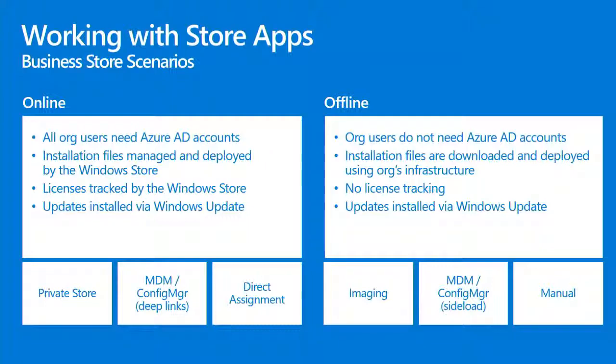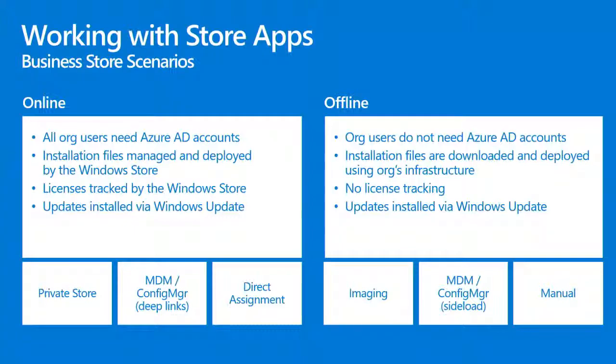Offline scenarios, we acquire the app, we download the files, we deploy them using whatever mechanism we want. For imaging, we can run DISM or PowerShell commands to put the apps into the image. MDT has been updated to support these imaging scenarios to automatically install the apps as well as the license files that go along with them.